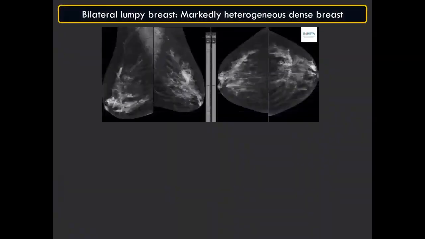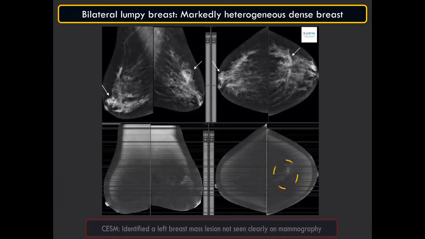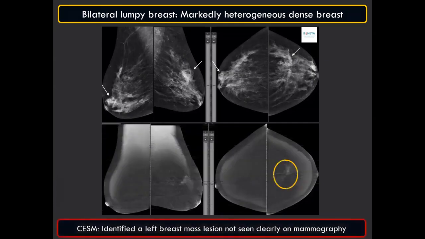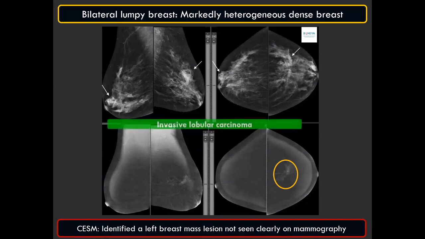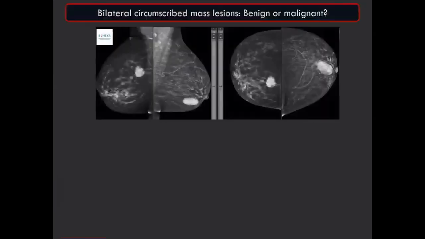This was a patient, she had bilateral lumpy breast. She had a markedly heterogeneous dense breast parenchyma where we can pinpoint multiple areas of concern. The true area of concern is evidently seen on the contrast mammography, where we see this heterogeneously enhancing speculated mass lesion seen on the mammography. A biopsy was taken, and this was an invasive lobular carcinoma.